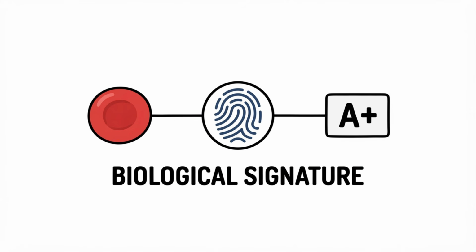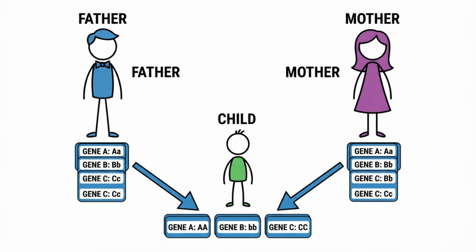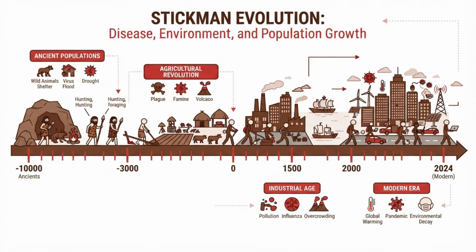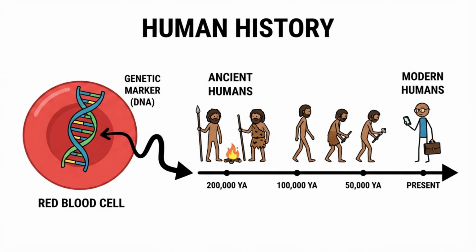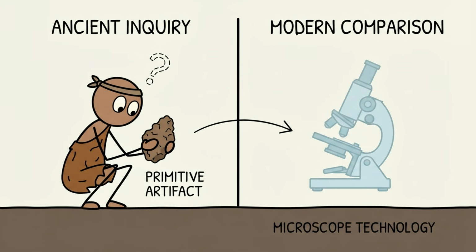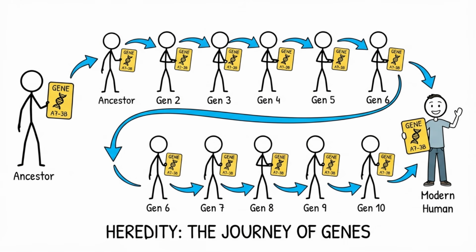Your blood type is essentially a tiny biological signature. It connects you to your parents, it connects you to ancient populations, and it carries traces of evolutionary pressures that existed long before written history. Think about that. A microscopic molecule on a cell can tell part of the story of humanity. Your ancestors never knew what blood groups were. They never saw a red blood cell under a microscope.